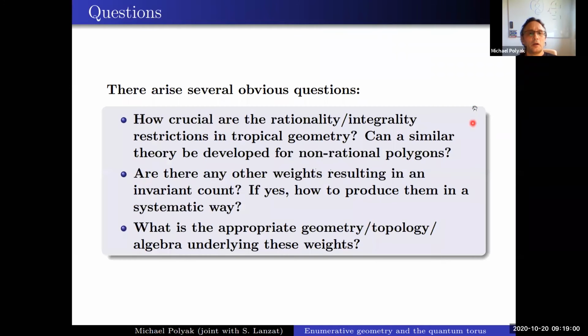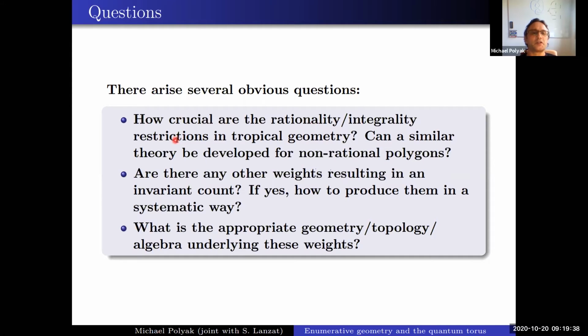So there are several obvious questions. First of all, if you look at this tropical geometry, and you try to forget about its origin, about the algebraic geometry, and you work just with these metric graphs with certain restrictions, that is, balancing, rationality of slopes, integrality of vectors, you can ask about each one of these restrictions. In particular, how important are these rationality and integrality restrictions?